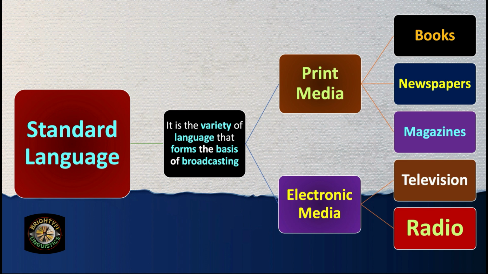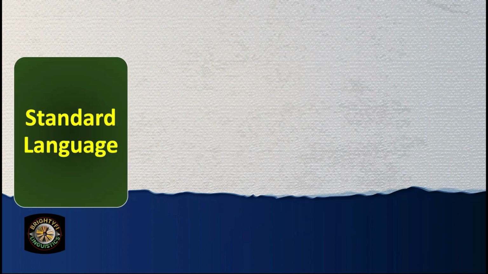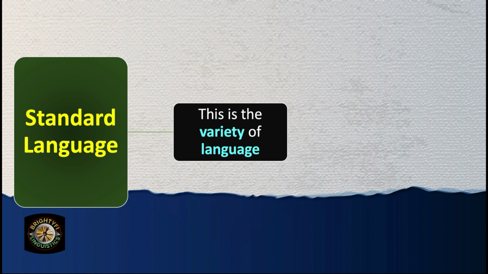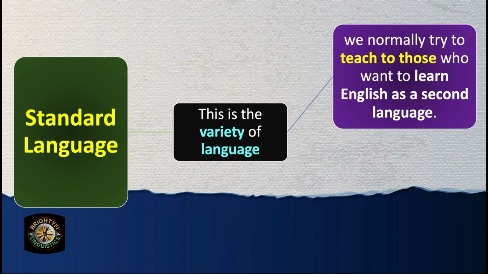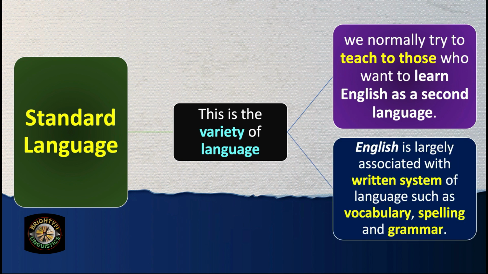We continue our discussion of a standard language. This is the variety of language we normally try to teach to those who want to learn English as a second language. And this is the variety of language in which English is largely associated with a written system of language, such as vocabulary, spelling, and grammar.